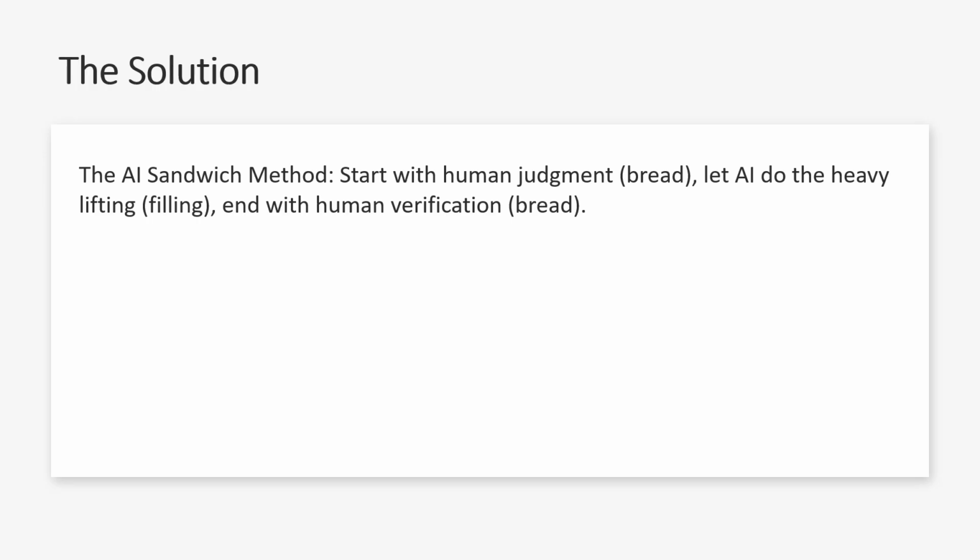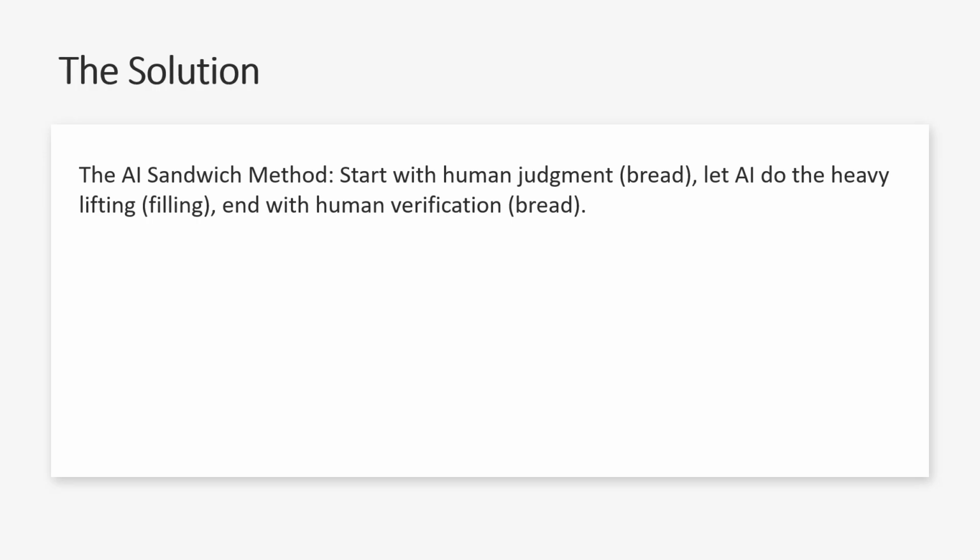AI processing, the middle layer, is about generation and analysis at scale. The AI explores options you might not have considered, processes large amounts of information quickly, identifies patterns across many sources, and produces draft outputs for your review. This is where AI speed and scale provide tremendous value. Tasks that might take you many hours of tedious work can often be accomplished in just minutes.